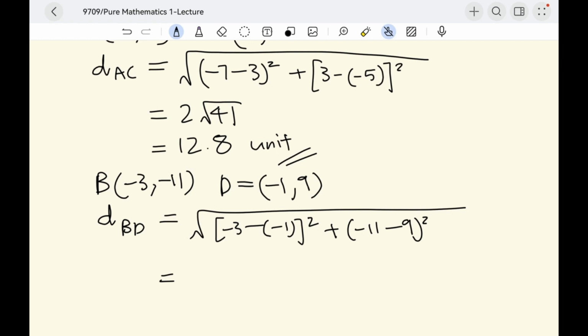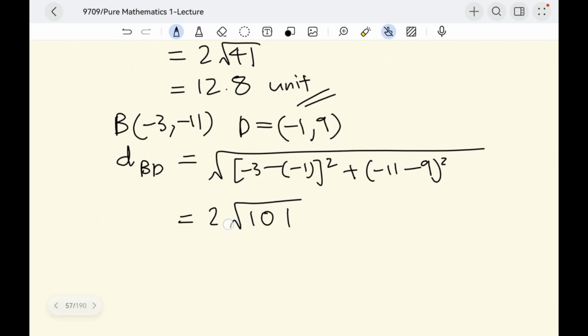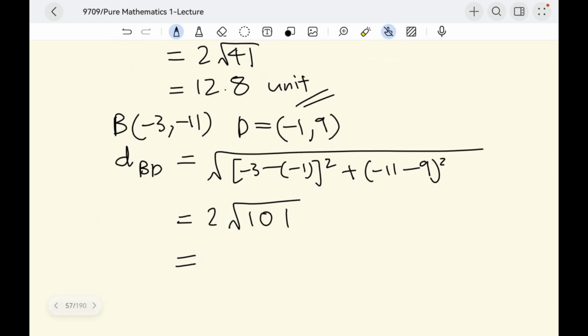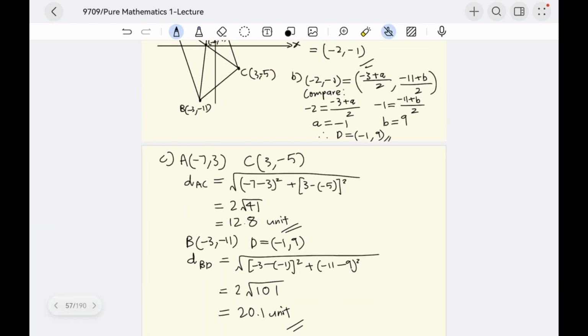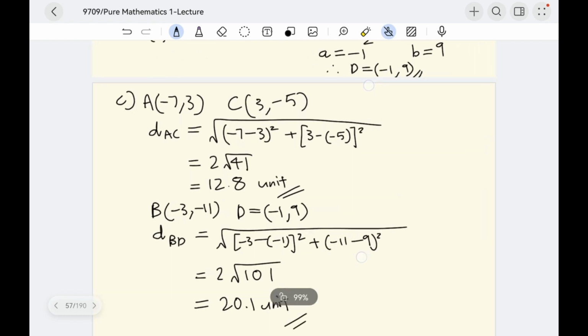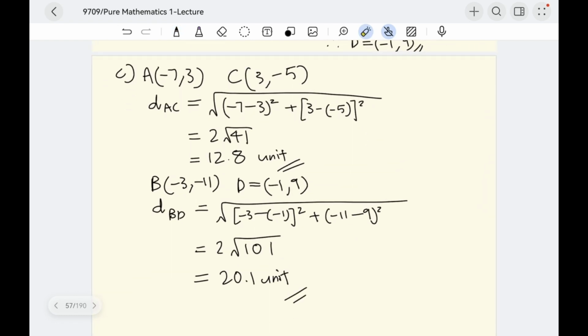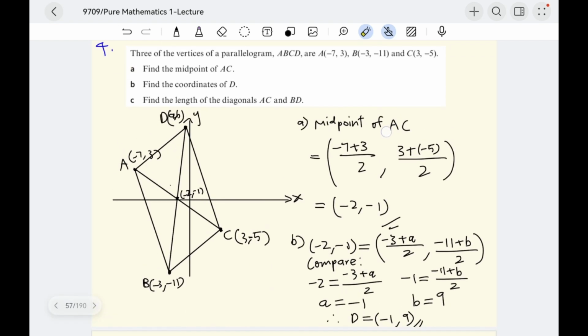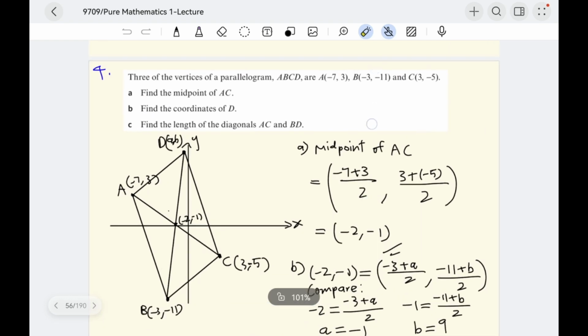So in exact form I have 2 square root of 101. In decimal form, you will get 20.1 units. Not units squared, because it is just a distance. Okay, there you go. So you can verify by yourself and see the final answers: the distance of diagonal AC is 12.8, meanwhile the distance of BD is 20.1 units. Alright, so I think that's the end of the question.